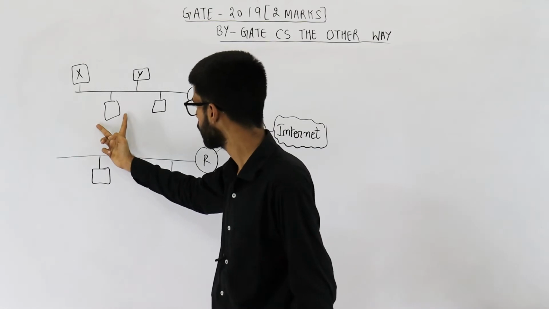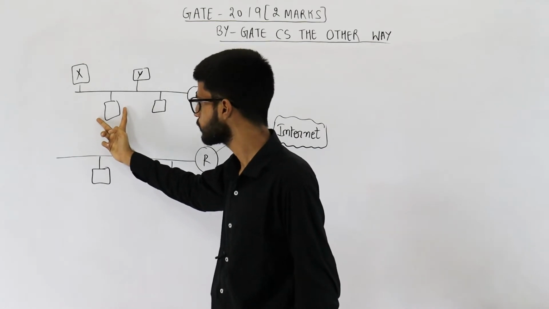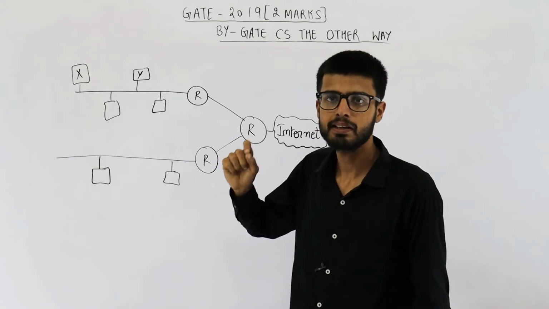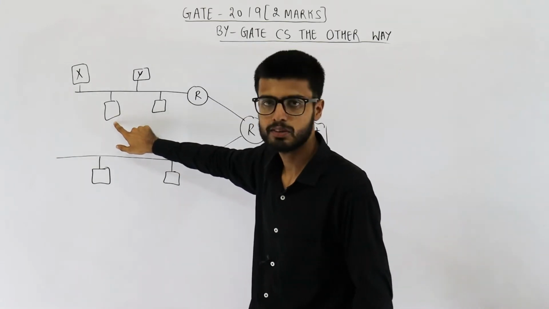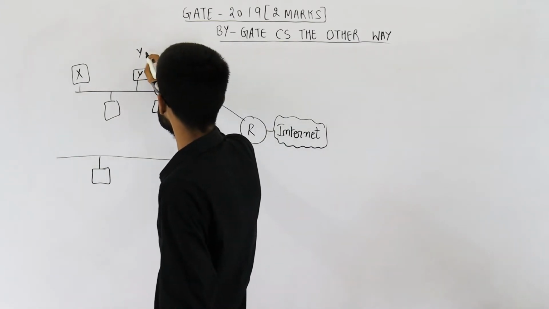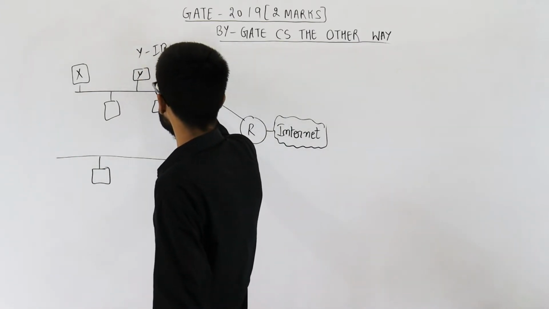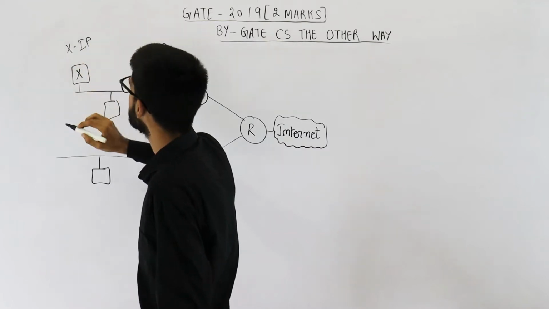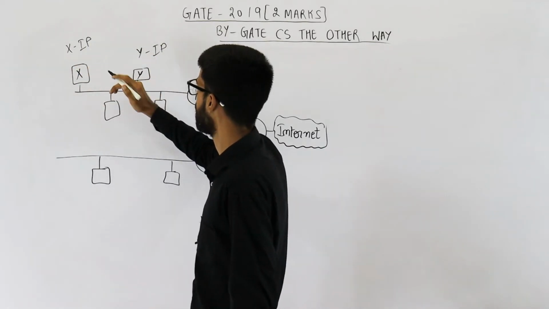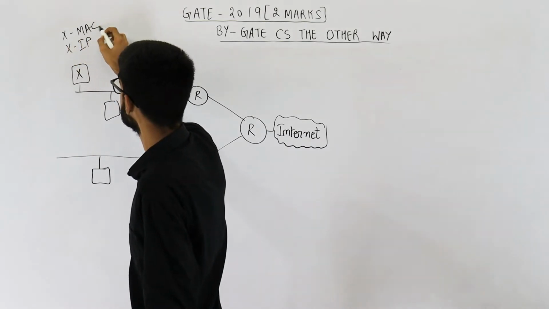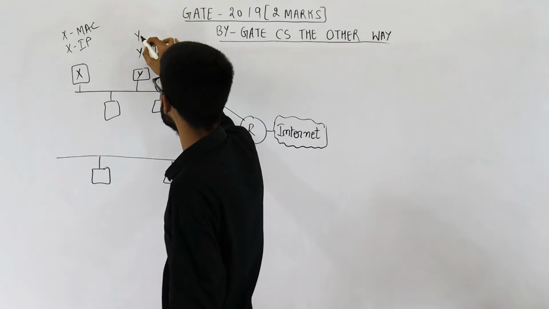Now this machine will also receive that message. This machine will see it is talking about some IP address Y, and its IP address will not be Y IP. Suppose the IP address of this machine is this. IP address of X is X IP. MAC address is X MAC. Here the MAC address is Y MAC.